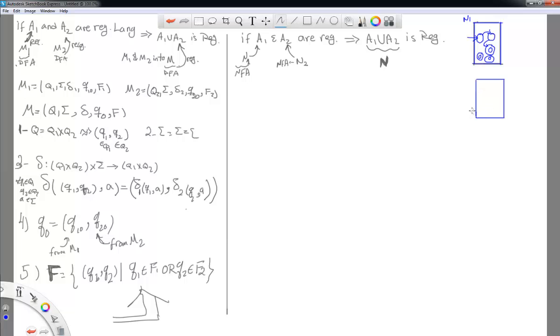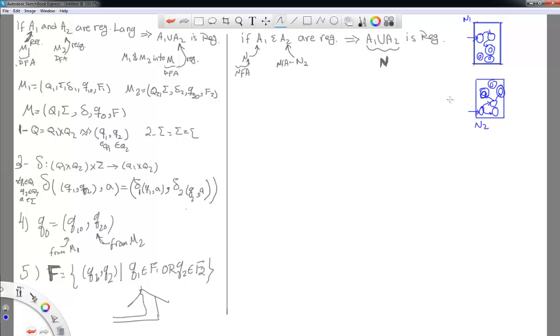And then for NFA N sub 2, we'll have the same situation, that it has a start state. So this is N sub 2. And then it goes to its own transitions, and then some of these end up being accept states, right? So we have N sub 1 and N sub 2, and these are NFAs.